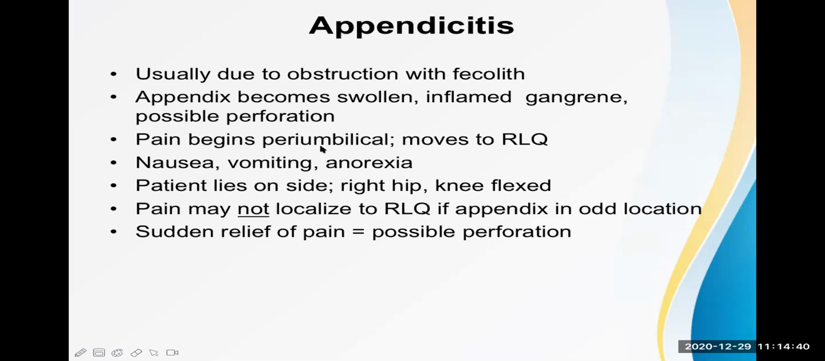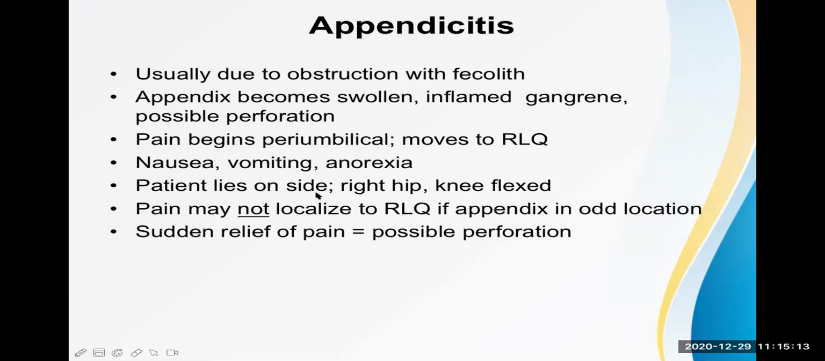In the beginning, the pain start from the periumbilical area. Then later on, it moves to right lower quadrant. That means right iliac fossa. This is a peritoneal pain. And in the beginning, this is a visceral pain. The visceral pain is vague. It is around the periumbilical area. But later on, after the involvement of parietal peritoneum, the pain will move on to the right iliac fossa or right lower quadrant. Patient is having nausea, vomiting, and anorexia, very non-specific features.